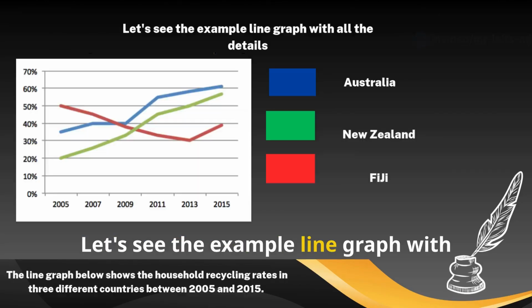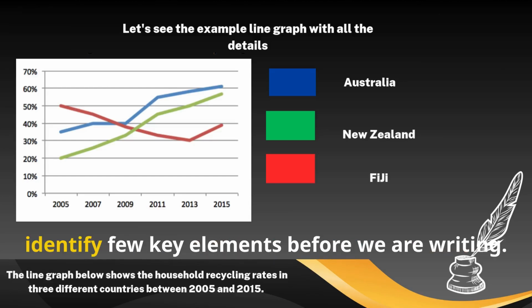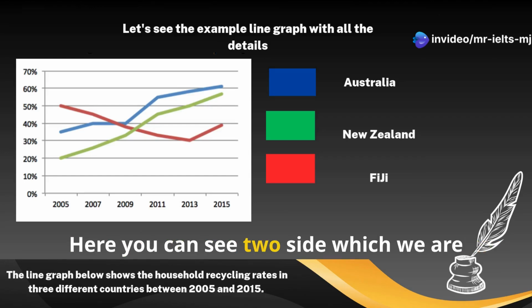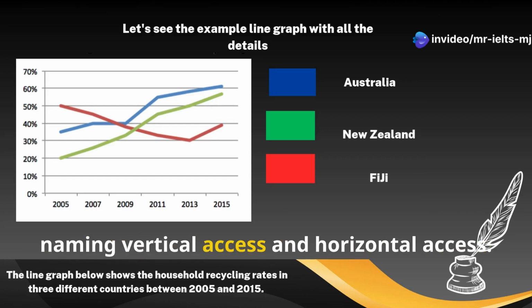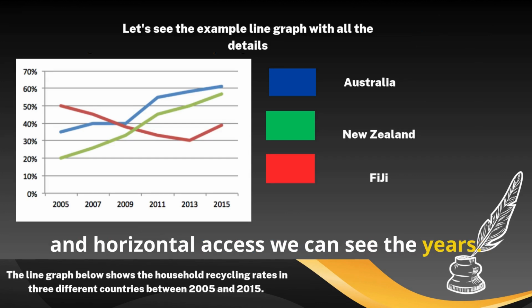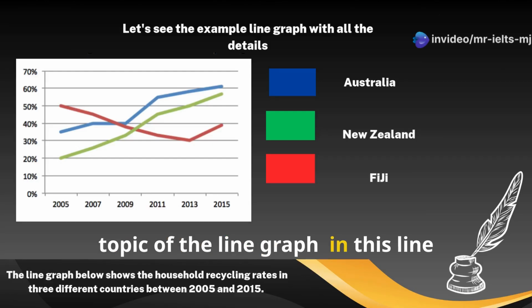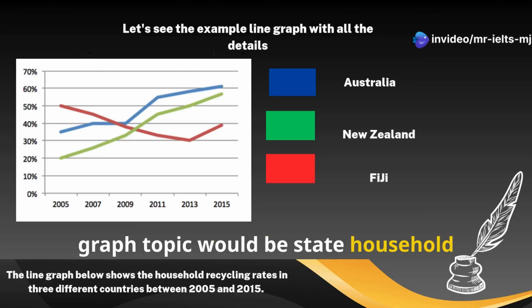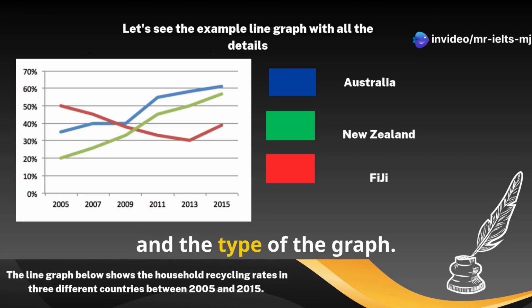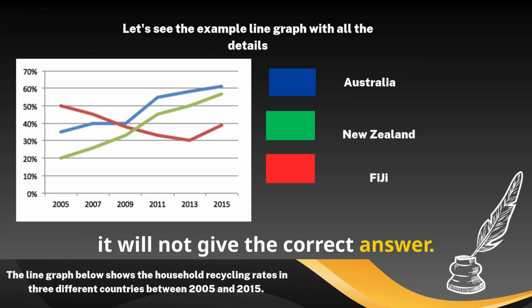Let's see the example line graph with all the details. After looking at this line graph, we must identify a few key elements before we start writing. Here you can see 2 sides, which we name the vertical axis and the horizontal axis. In the vertical axis we can see percentages, and in the horizontal axis we can see the years. And remember, you should not change the topic of the line graph. In this line graph, the topic would be state household recycling rates, and the type of the graph. If you change any of these features, it will not give the correct answer.